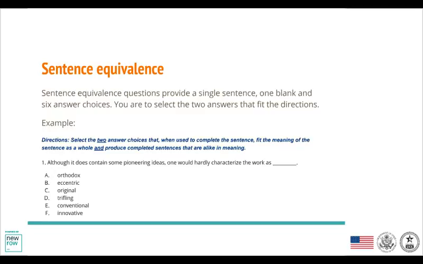Here's another example of a question of sentence equivalence. A sentence equivalence question provides a single sentence with one blank and six potential answers. The instructions for this section are that you are to select the two answers that you think fit. So if you read the blue italicized passage, select the two answer choices that, when used to complete the sentence, fit the meaning of the sentence as a whole and produce completed sentences that are alike in meaning. So you have to select two words that make sense, that complete the sentence effectively, but also mean similar things.